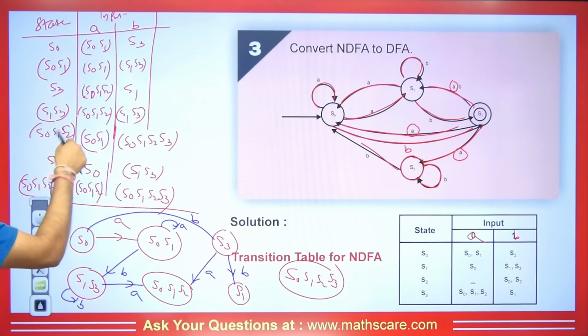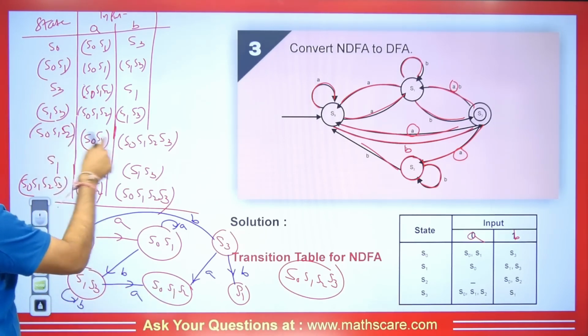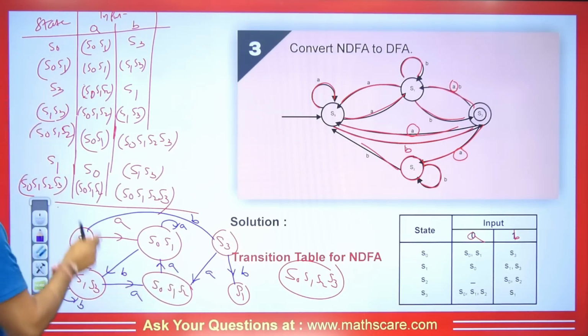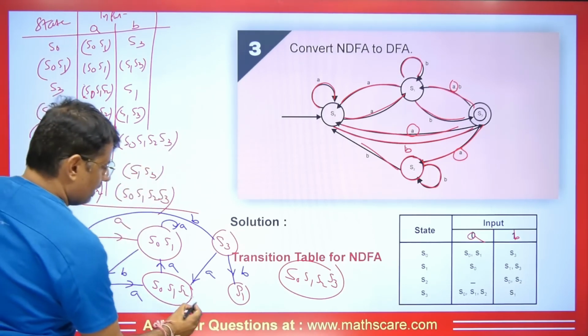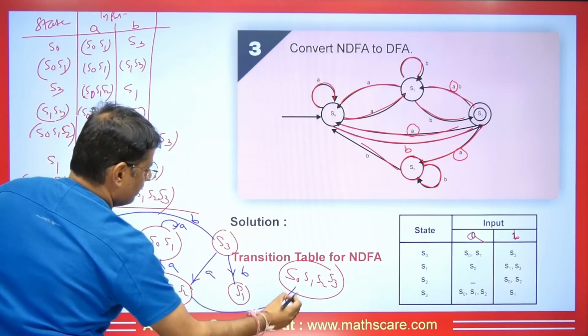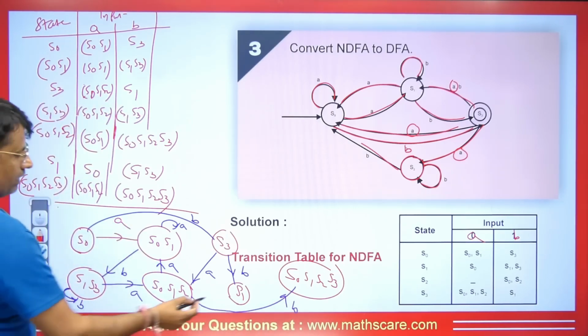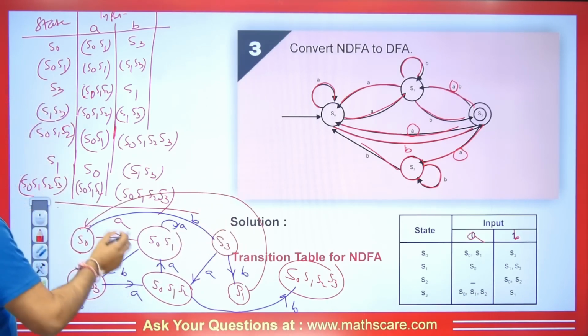S0, S1, S2 is going to S0, S1. So S0, S1, S2 is going to S0, S1. So now we are getting A here, right? From S0, S1, S2, it is going to all the 4 states on B. Clear? This is something you need to pay attention to, okay? Next, we have S1 going to S0. So this S1 is going to S0. So it will come here, right?